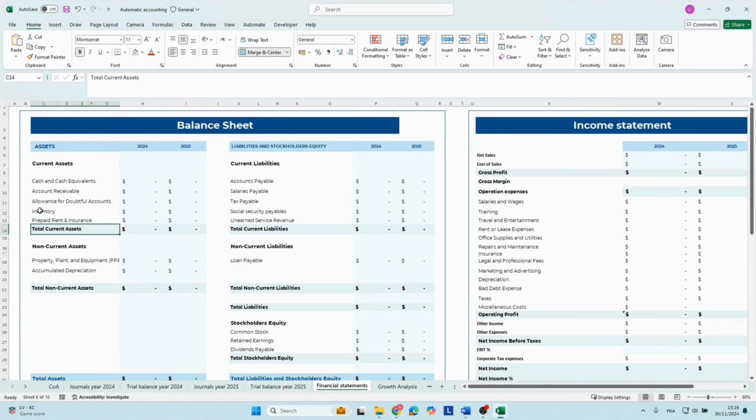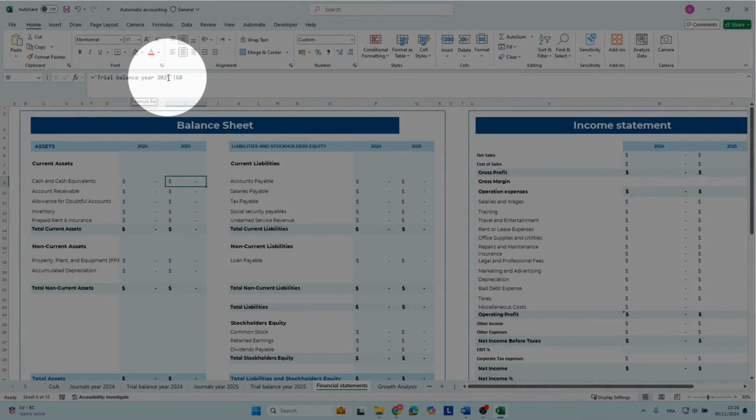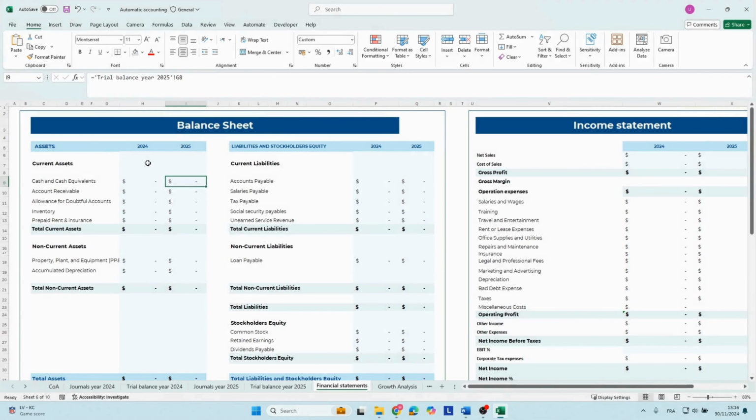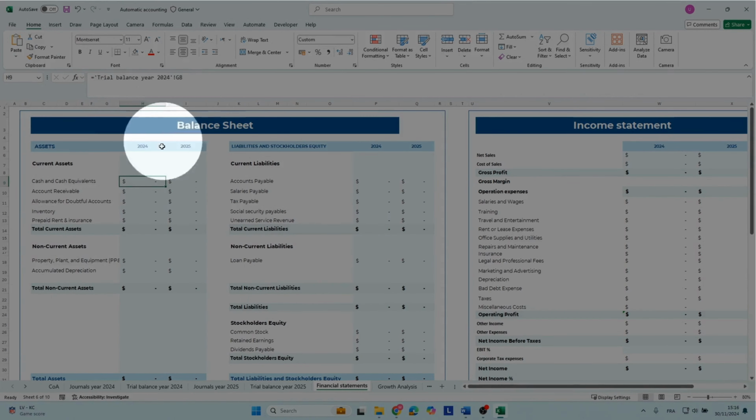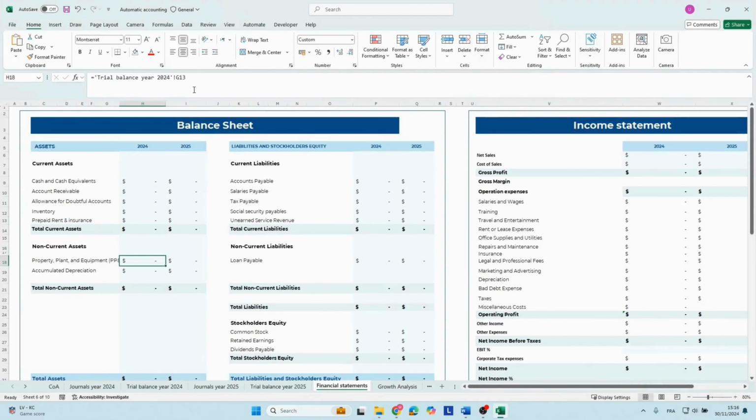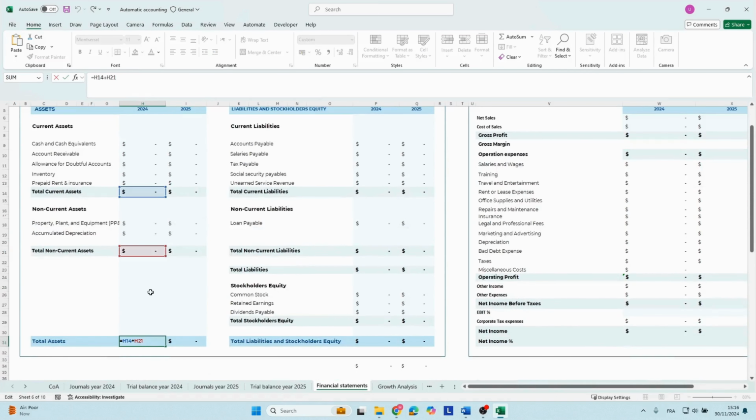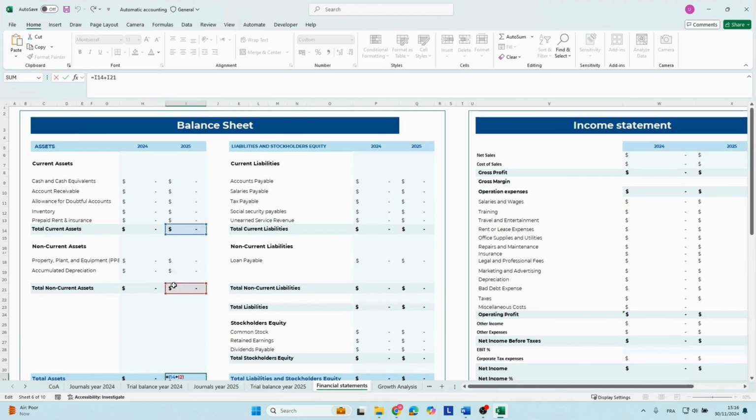We have total non-current assets, and we have the total current assets. This is for the first year. Then we have the data for the second year, which is linked to the trial balance for the year 2025. And the same thing for the data for the year 2024, which is linked to the trial balance. So property, plant, and equipment, the same thing, everything is linked here. We have the total of assets, which is the addition of current assets plus the non-current assets. The same thing for the second year.